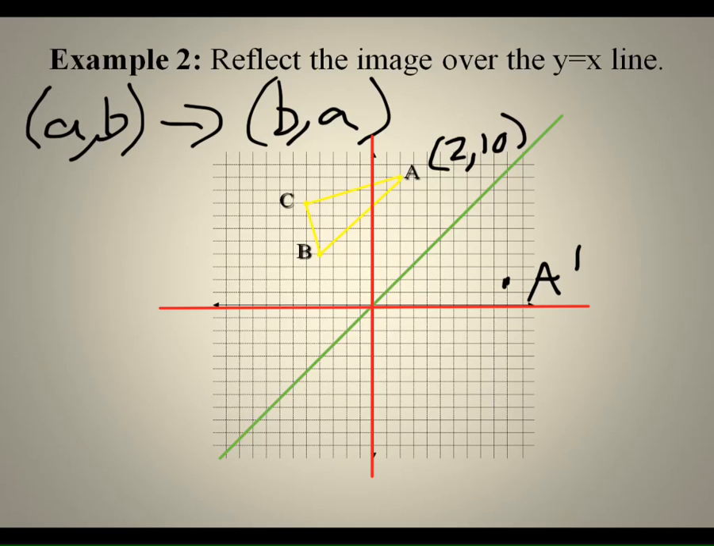So what we get is the coordinate of B here? 4, -4. -4, 4. So what's going to be the coordinate of B prime? 4, -4, right? You just flip them.